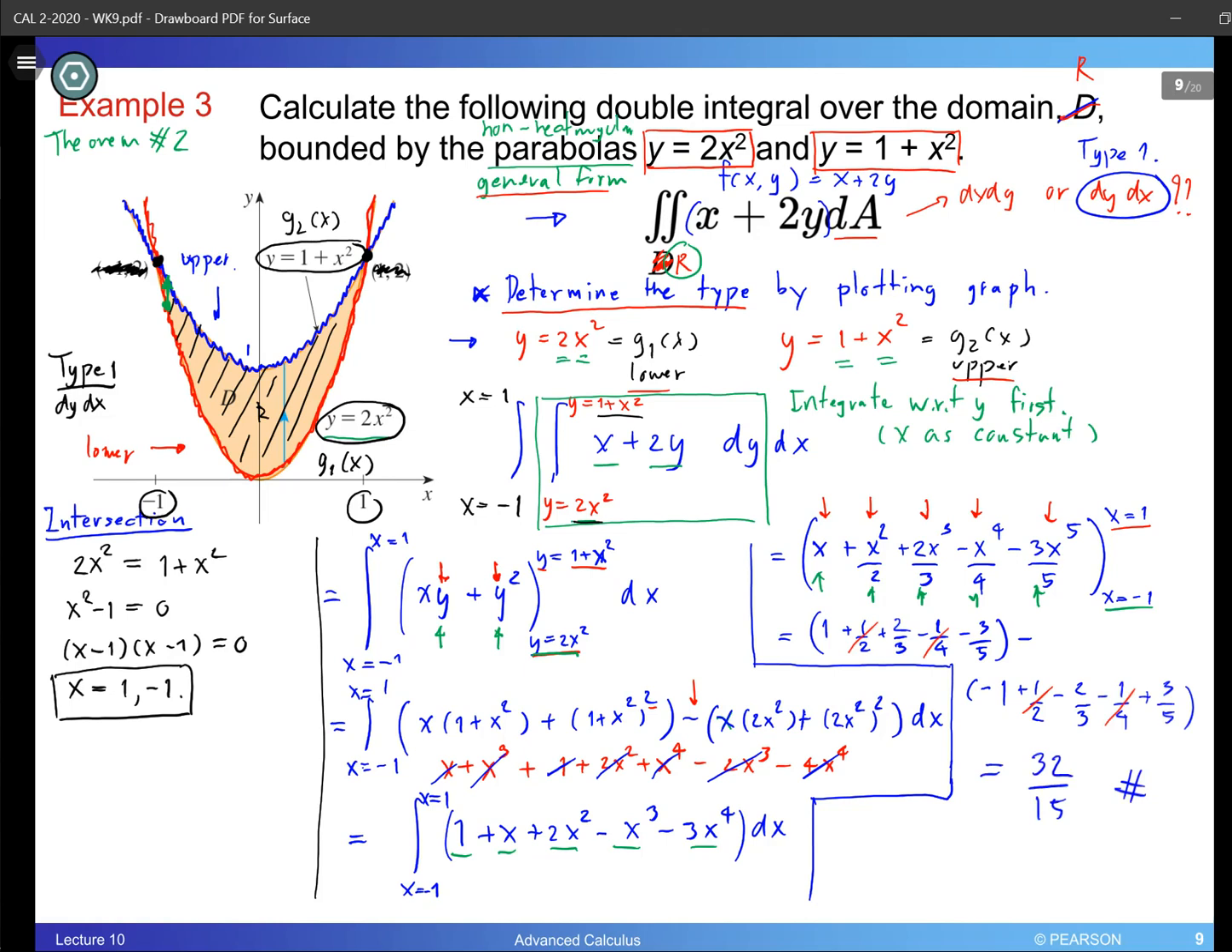And this example is related to the double integrals with general domain with type 1. Okay, so make a note right here. This is double integral with general domain type 1. And as you know, we use this dy dx to solve this problem.